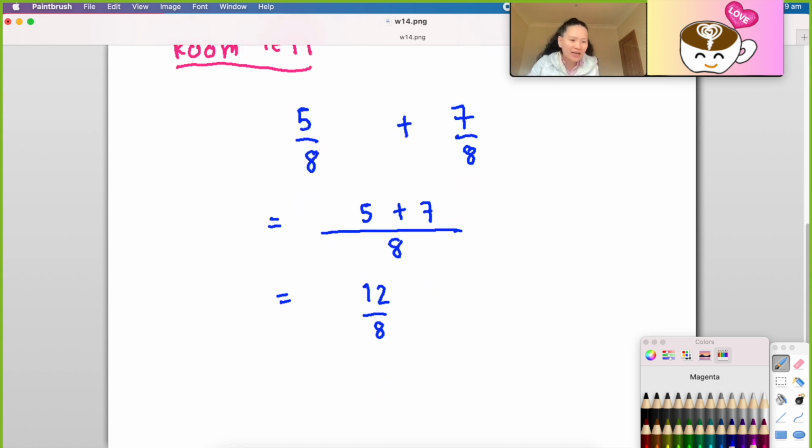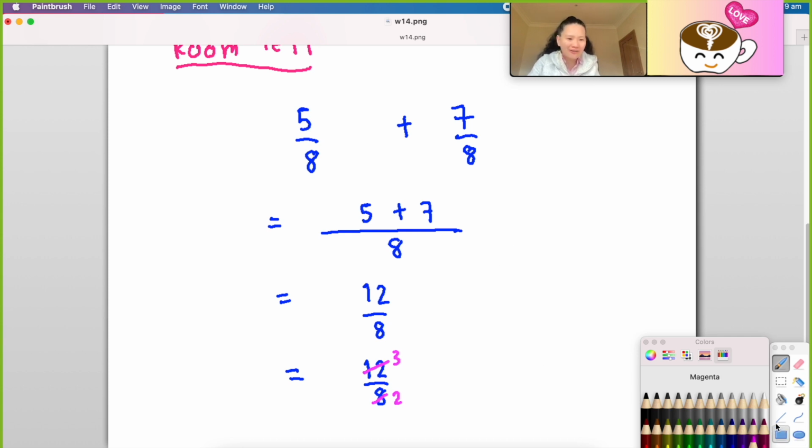And then I would like to cut a number. I know that I can divide them by 4. 8 divided by 4 is 2. 12 divided by 4 is 3. So, are you okay? Are you with me in this step? Are you confused? Okay, let me cut from here for you. 8 divided by 4 is 2. 12 divided by 4 is 3.